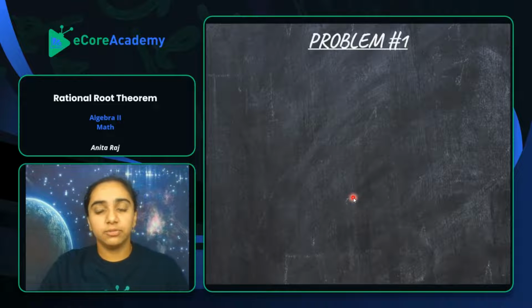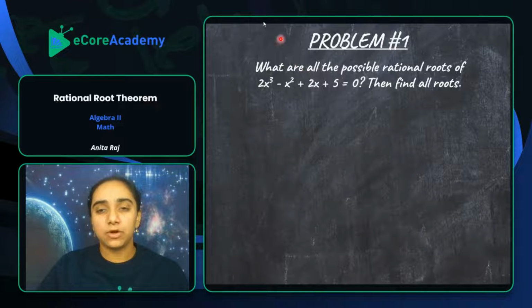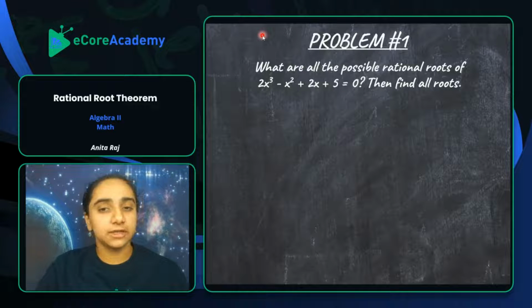So let's go through a few problems. Here's problem number 1. What are all the possible rational roots of 2x cubed minus x squared plus 2x plus 5 equals 0?